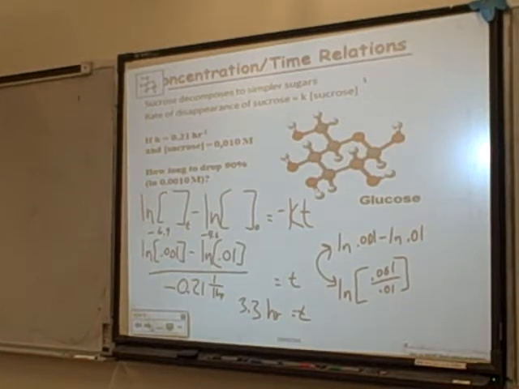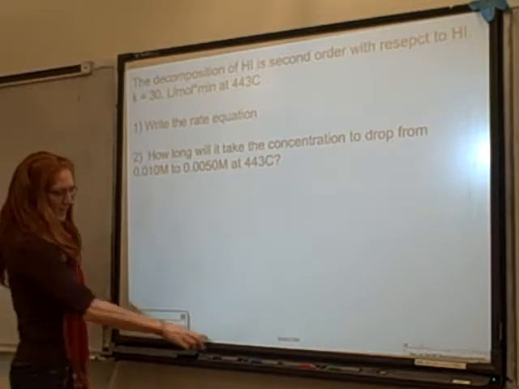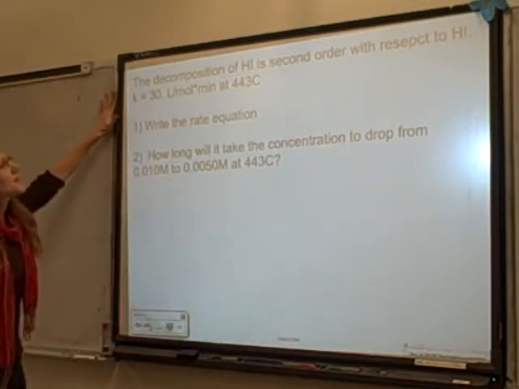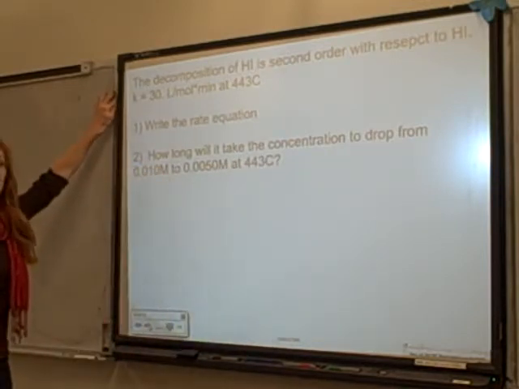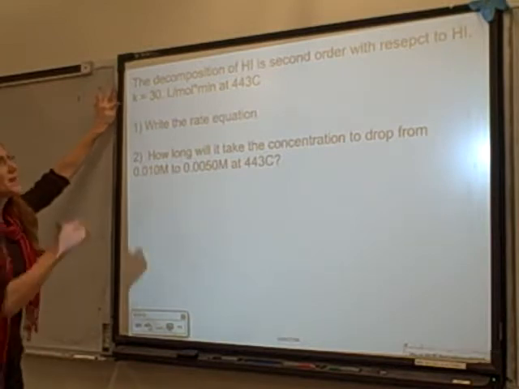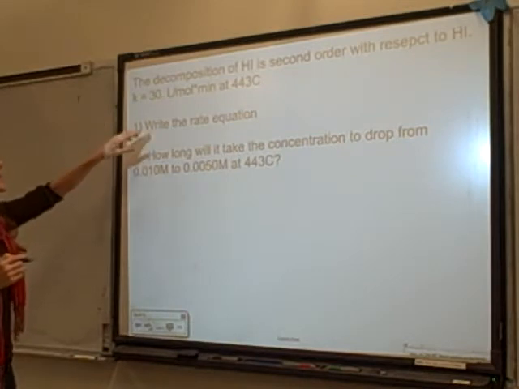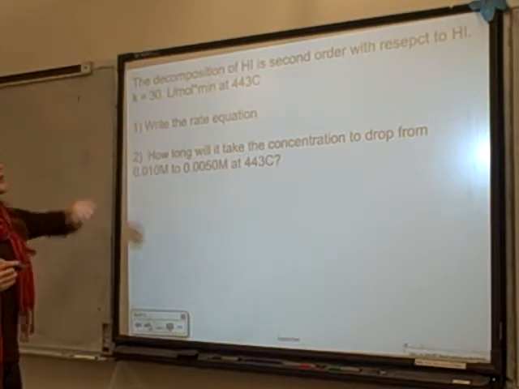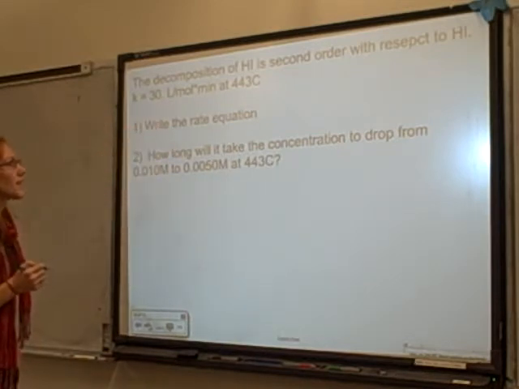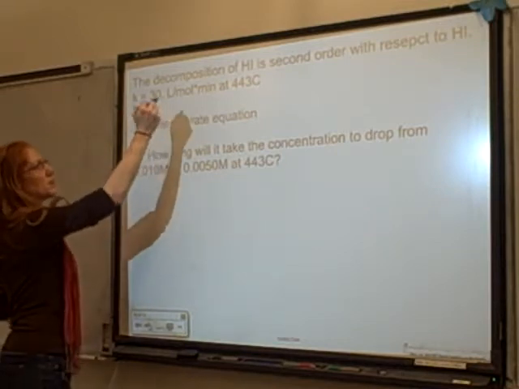Okay, so second order. It's the same as the first. Only thing is, let's see. I've got my problem here. The decomposition of HI is second order. Okay, so I should use the second order rate law. Second order with respect to HI, K equals 30 at 443 degrees Celsius. Okay, and that was 30 liters per mole minute.